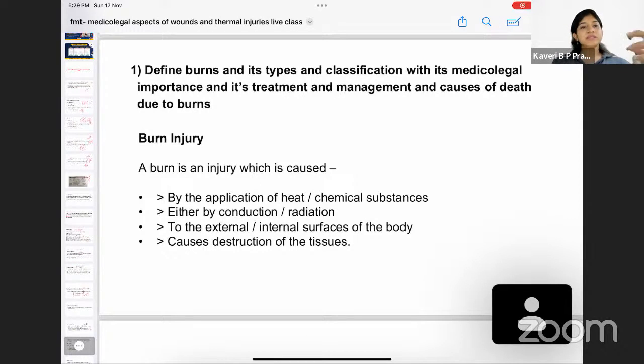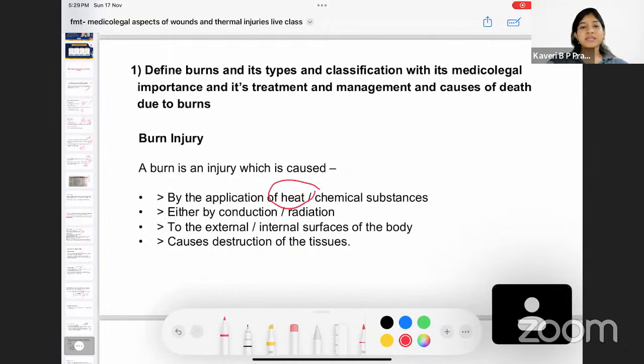So, a burn injury is an injury which is caused by application of heat or chemical substances. So, we need this heat or a chemical substance. For example, something like KOH or NaOH. So, these are the caustic alkalis which could cause burn. Or burn can occur because of the process of conduction or radiation whenever there is excess heat. Or it could occur because of any external or internal injuries that are occurring because of a fire. So these are the various things that could cause death in case of a burn injury.